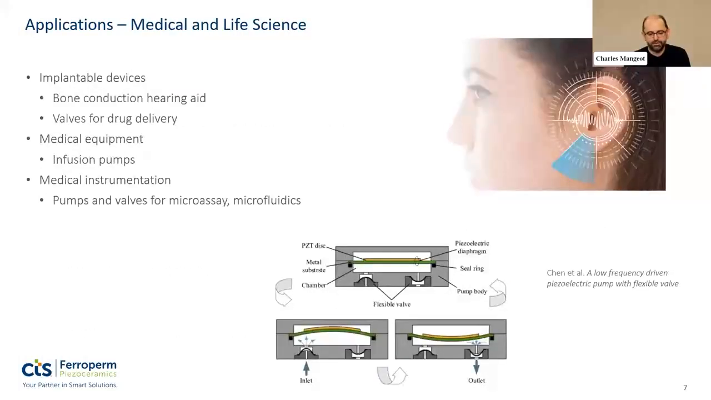In the medical field, we have applications in implantable devices. For example, bone conduction hearing aid, to treat some hearing impairments where you, for example, have hearing only on one side. You have all the functions to be able to hear, but there is just this last bit missing. Then you can use a piezo device that's vibrating the skull, generating a wave that can be sensed on the other side, for example.